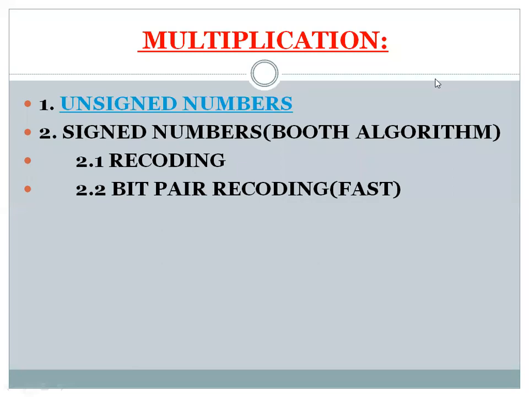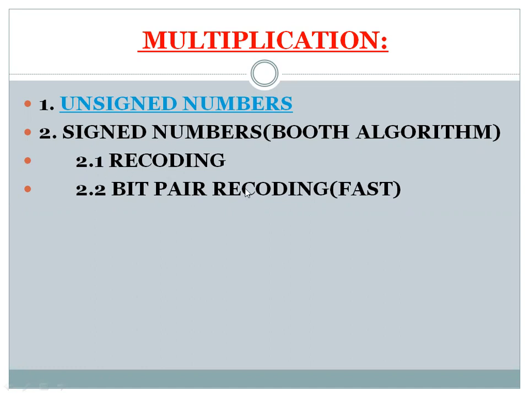Dear students, in this video, we are going to discuss signed numbers. We have the algorithm called Booth algorithm, which is specifically designed to solve the multiplication of signed numbers. There are two techniques available. One is the recoding technique, another one is the bit pair recoding technique.